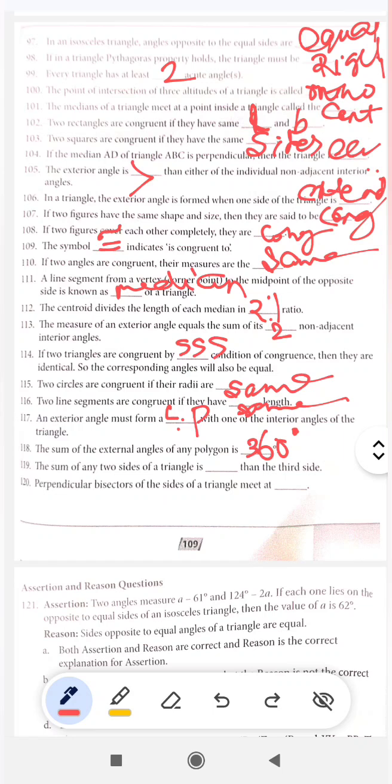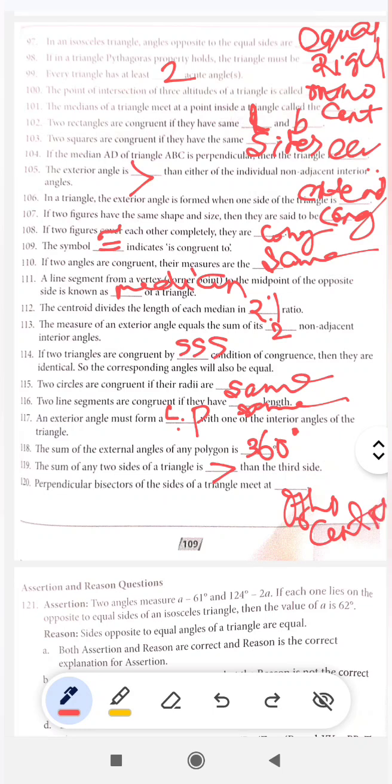Next, the sum of the external angles of any polygon is equal to 360 degrees. Okay, the sum of any two sides of a triangle is dash than the third side, greater than the third side. Perpendicular bisectors of the sides of a triangle meet at what? Okay, that is called the orthocenter.